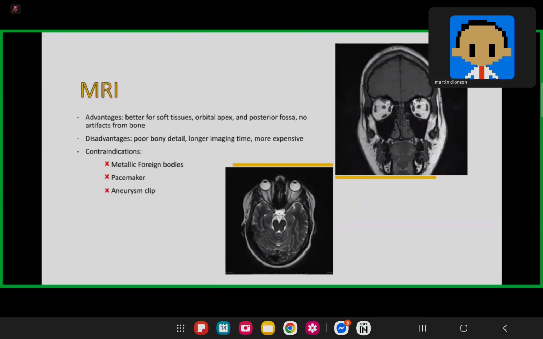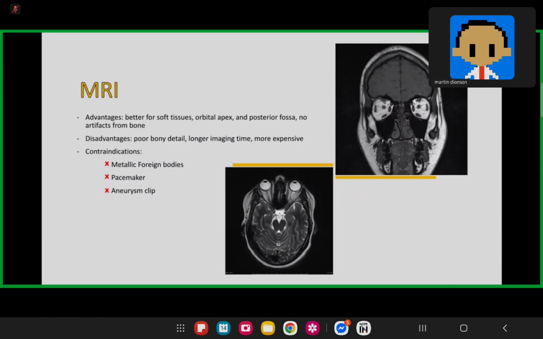Magnetic resonance imaging is also similar to your CT scan. It has an advantage of providing better soft tissue views for your orbital apex and the posterior fossa detail. There are also no artifacts from the bones, but it provides us poor details of the bone. It takes longer to perform and it's more expensive. And not all patients are able to undergo MRI.